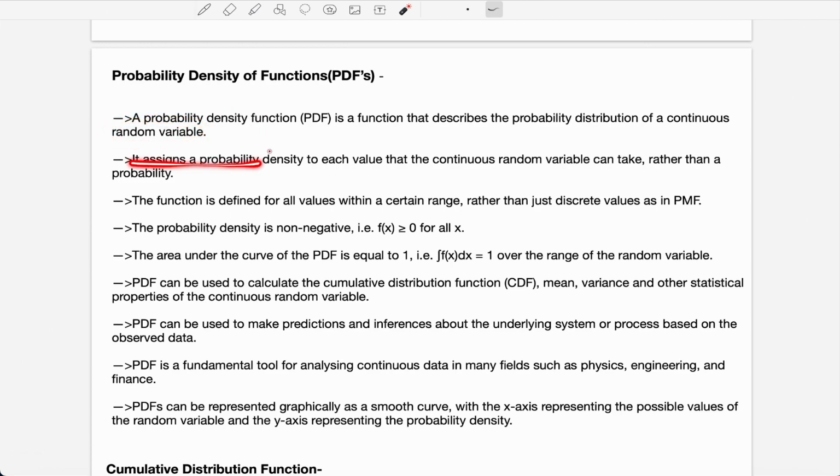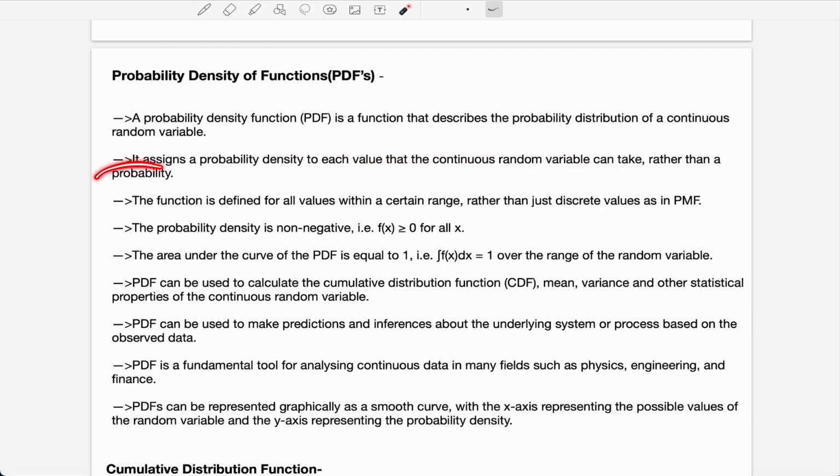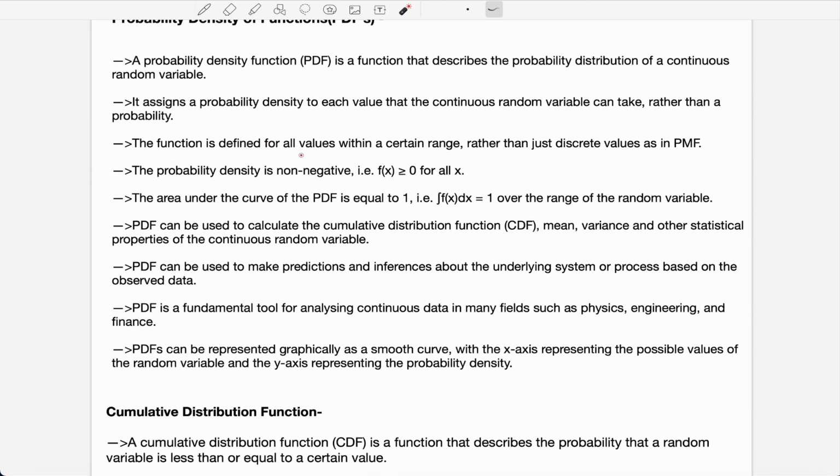Okay, so it assigns a probability density to each value the continuous random variable can take, rather than a probability. The function is defined for all values within a certain range. For example, in Python we have code like for i in range of 5 to 100. This is a certain range, 5 to 100.